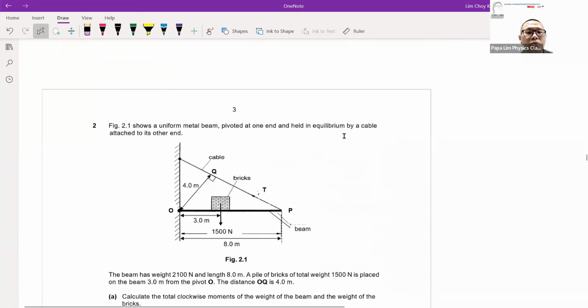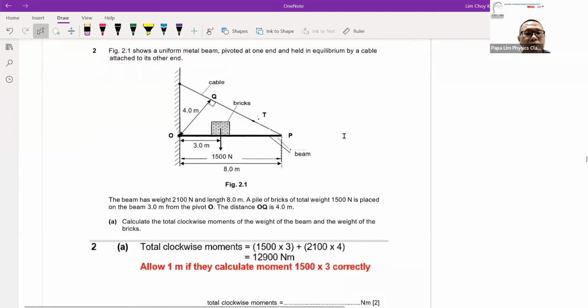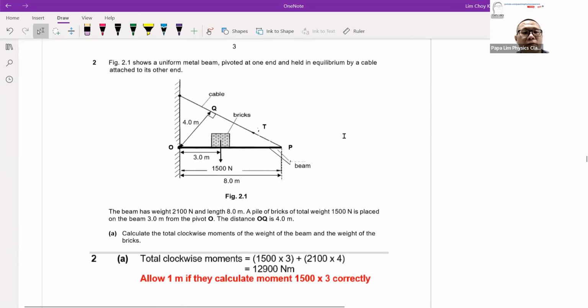Now, question 2 is a moment question. There are clockwise and anti-clockwise moments, and a few forces that we're looking at. Based on the question, the pivot is attached at one end. The pivot is at O. So this is my pivot.